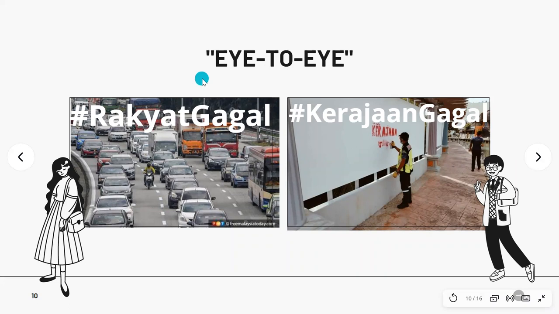Okay. Okay, Miss. Right. Before that, I nak tanya dulu. You guys pernah dengar tak this term, eye to eye? No. It's an idiom. Maksudnya, sometimes you would say to someone, kan, we may not see eye to eye on this matter, but, itu maksud dia. Boleh teka tak? Apa maksud dia?